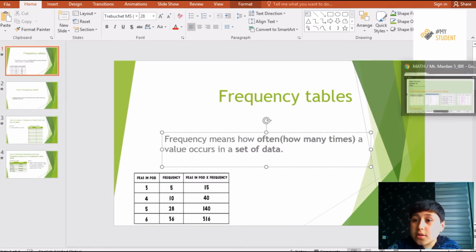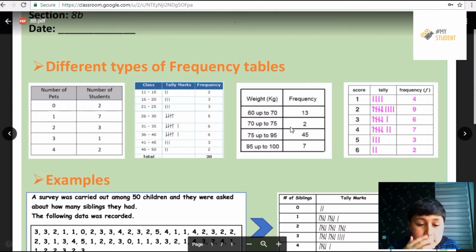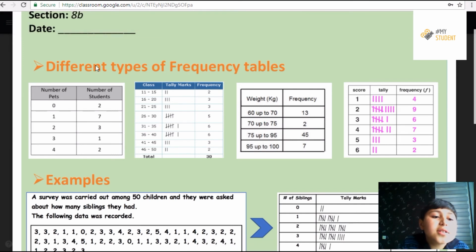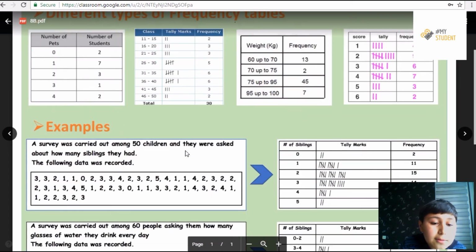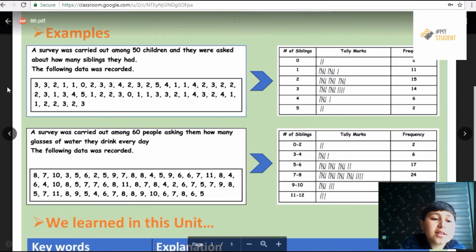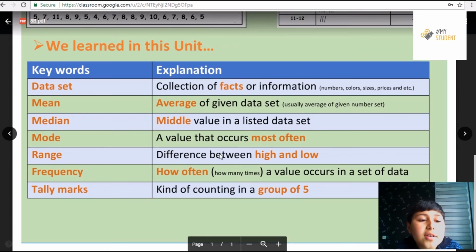And I will teach you another piece of information. These are different types of frequency tables, and we have examples here. This is the dataset, and this is the frequency table. This frequency table is made from this dataset. We learned in this unit.